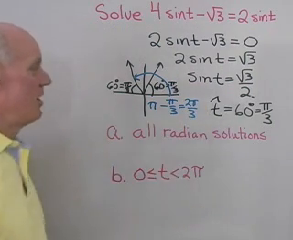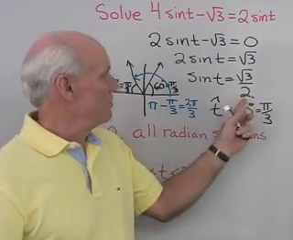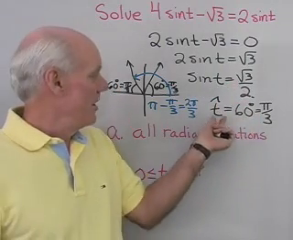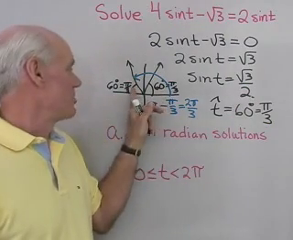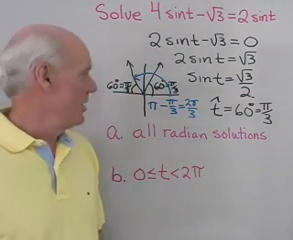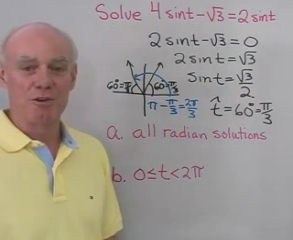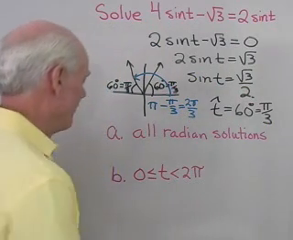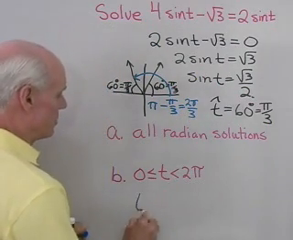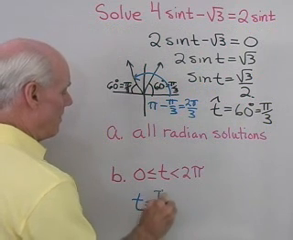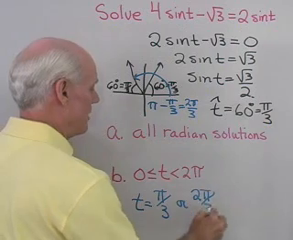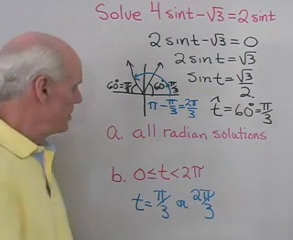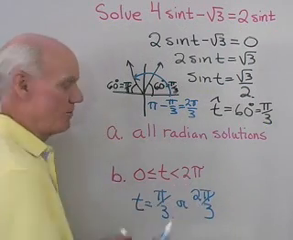And that makes sense. If sine t is square root 3 over 2, a positive number, then the reference angle is 60 degrees, which is pi over 3, and the angle must be in quadrant 1 or quadrant 2, in which case I'm going to get angles of pi over 3 or 2 pi over 3. So I'll fill this in first. T is equal to pi over 3 or 2 pi over 3. So those are my two angles between 0 and 2 pi written in radians.